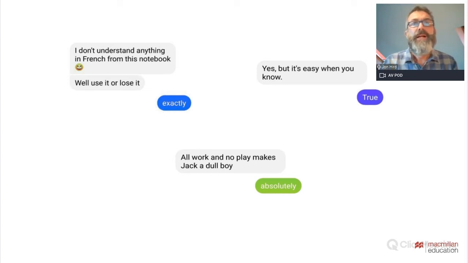Okay. Number 1, here are some Facebook social media dialogues, but it's the kind of thing that happens in conversation. One-word answers. Exactly. True. Absolutely. And so on and so on. So I think it's very useful putting this out. As I said, it's simple language. The simple language is often the most natural and often the most useful.